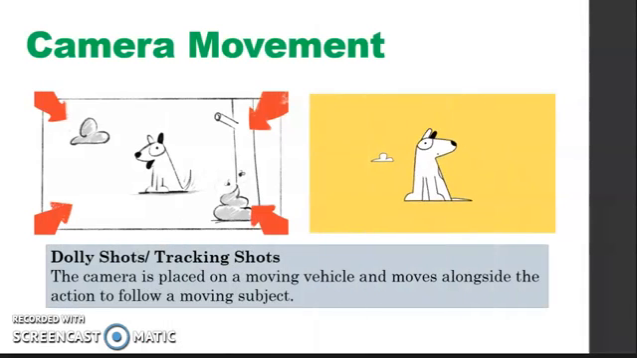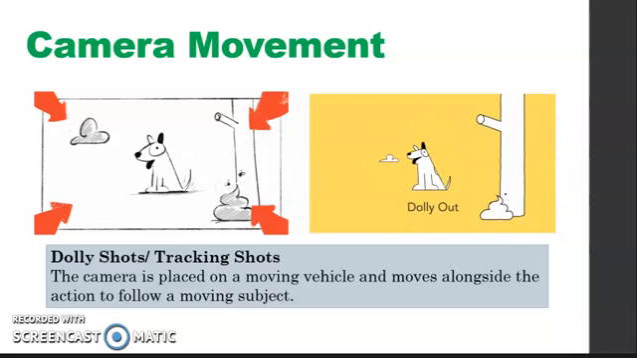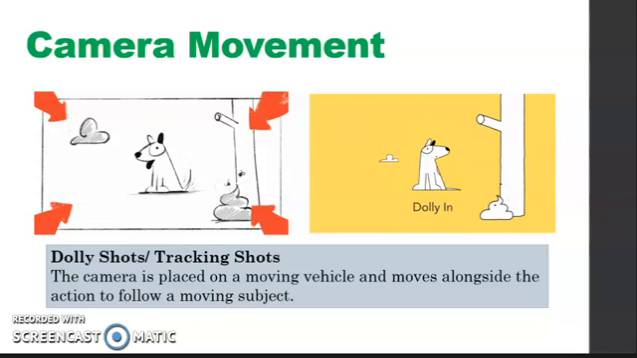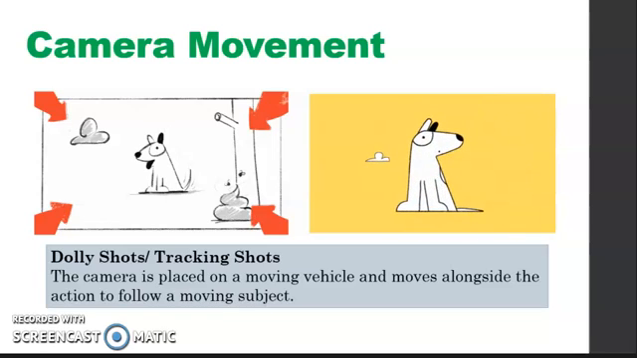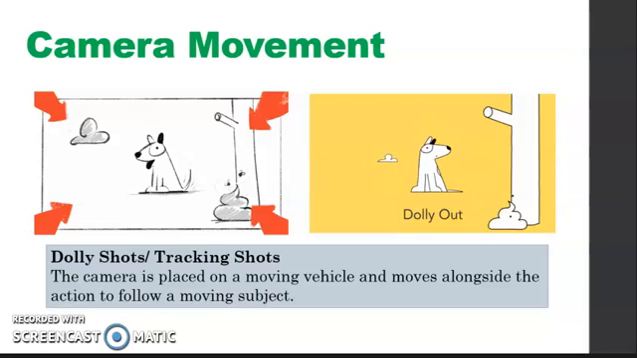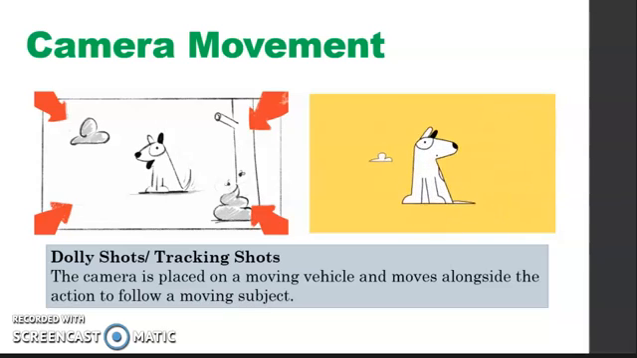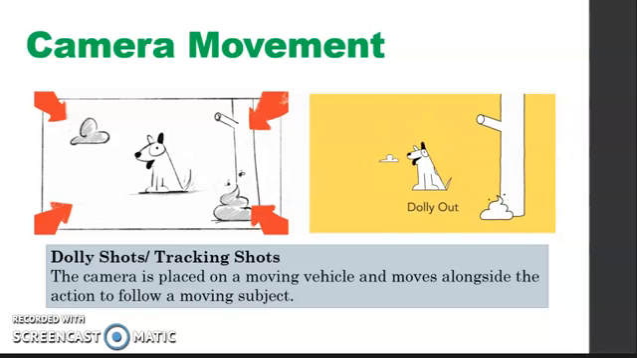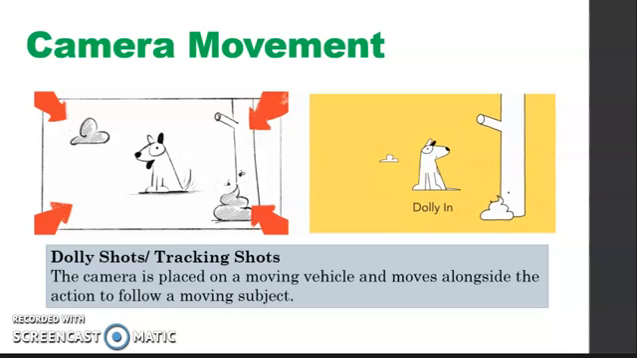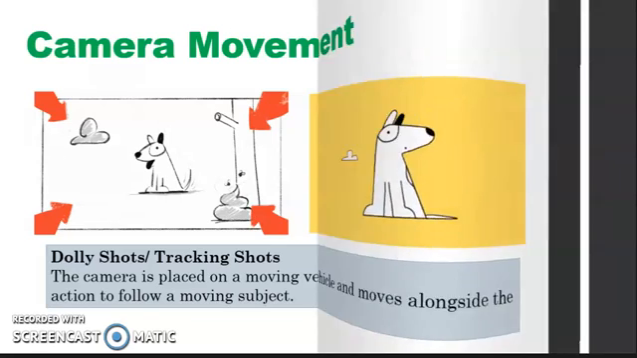We also have the dolly shots or tracking shots. The camera is placed on a moving vehicle and moves alongside the action to follow a moving object. Now, a dolly shot is when the entire camera is mounted on a track and is moved towards or away from the subject. Unlike a zoom shot, the world around the subject moves with the camera. A dolly shot gives the illusion that the viewer is walking towards the subject and can be a great way of creating a sense of intimacy between them.